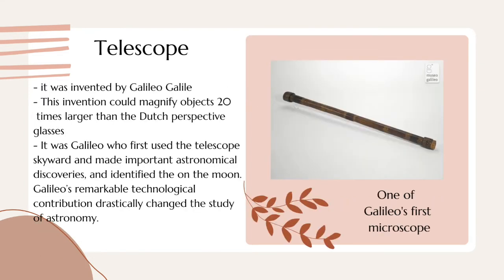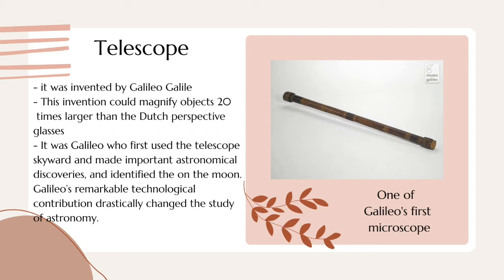The second, the telescope. It was invented by Galileo Galilei. This invention could magnify objects 20 times larger than the Dutch perspective glasses. It was Galileo who first used the telescope skyward and made important astronomical discoveries, including features on the moon. Galileo's remarkable technological contribution drastically changed the study of astronomy.